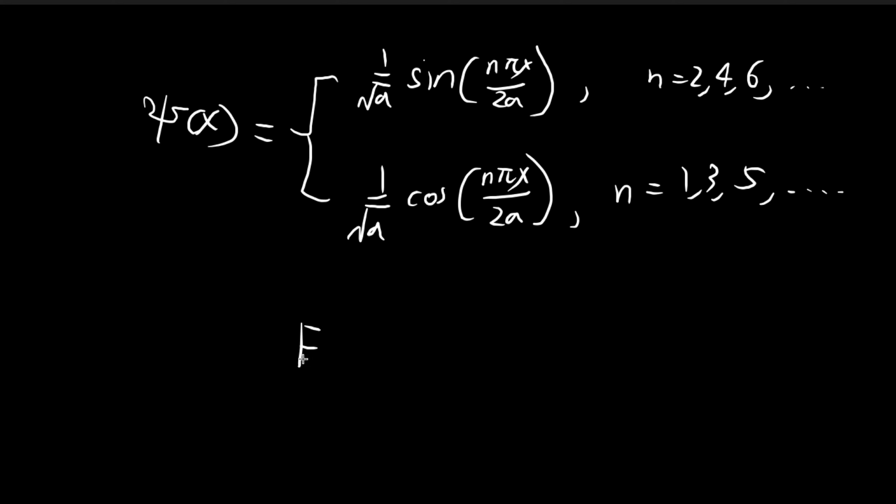And then for the energy levels, we have found that for both of these cases, they both follow the same formula: n squared pi squared h bar squared divided by 2m (2a) squared.